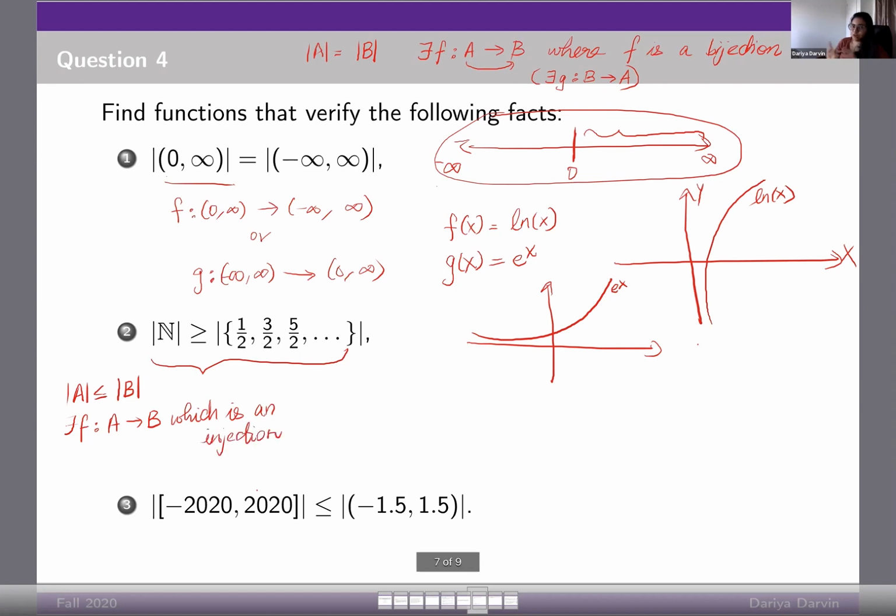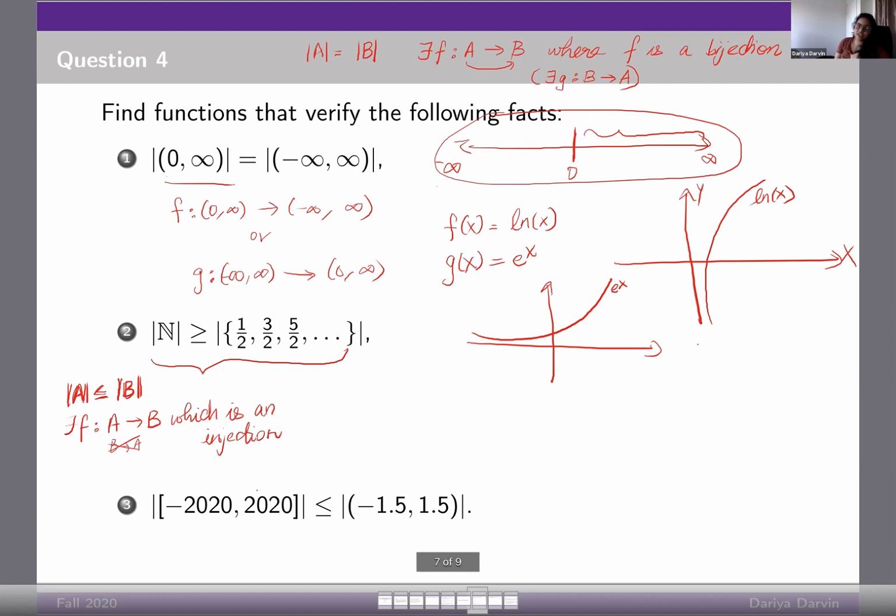Okay, so if you want to show two things have the same cardinality, you have to find a bijection between them. If you want to show a set has a smaller or equal cardinality than another set, find an injection. Here, direction is important. You can't say a B to A injection. That doesn't work. If set A has a smaller than or equal cardinality than set B, you have to find an injection from A to B.